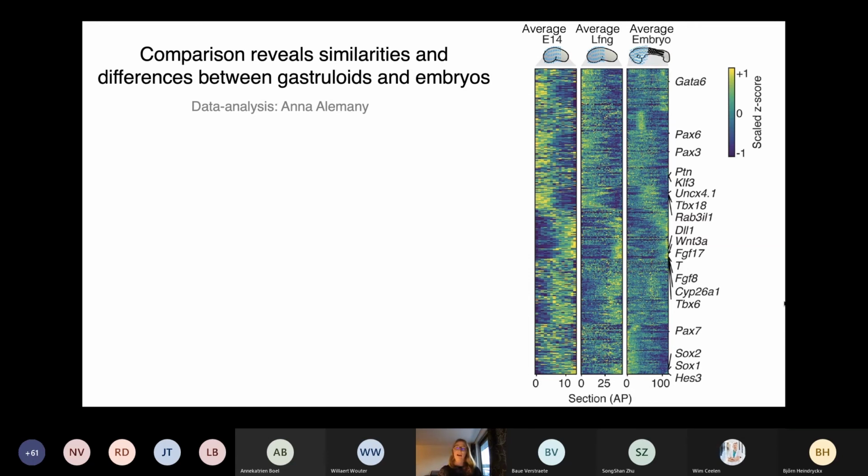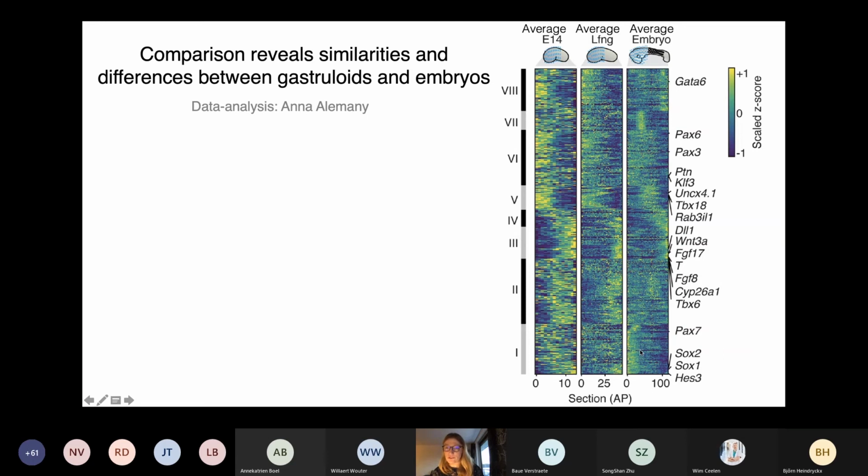And now if we want to extract biology from these heat maps, then we can do a number of computational tricks. For example, we can cluster the genes that are present in the heat map based on their anterior to posterior gene expression pattern. And if we do that, then we can identify 8 classes of genes that are expressed in 8 specific patterns. And then we can zoom in on these clusters to extract biology from them.